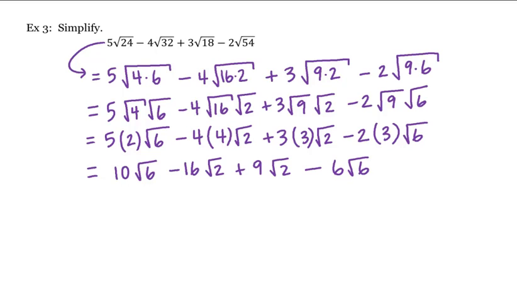Now what's different here that we didn't see in the last two examples is we're left with two different types of radicals. We have the square root of 6 in two terms and the square root of 2 in the other two terms. So we'll combine terms with common radicals. That is 10 square root 6 minus 6 square root 6 would leave us with 4 square root 6. And then negative 16 square root 2 plus 9 square root 2 would be minus 7 square root of 2, which is our answer.